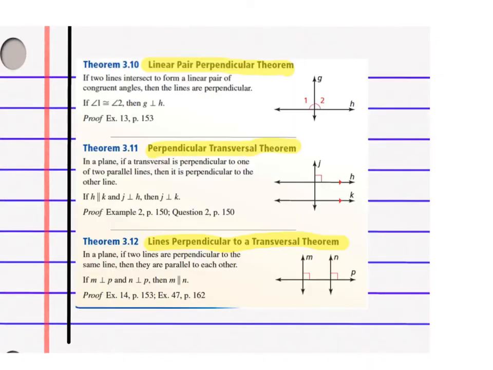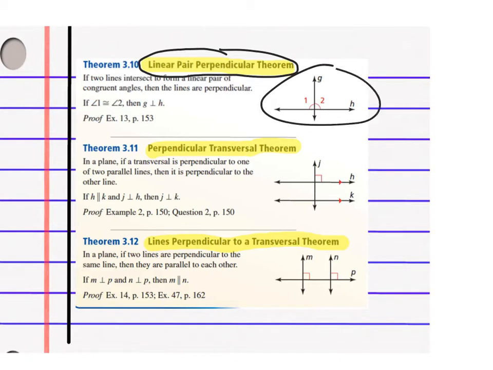We have a couple more vocabularies and theorems, so it's up to you. There should be something written. For the linear pair perpendicular theorem, if it was me, I'll circle what I would write, and I would draw the picture. Basically it's saying if angle 1 is congruent to angle 2, if they're both equal, then G is perpendicular to H, which makes sense since they're a linear pair, they have to add up to 180. What's 180 divided by 2? 90 and 90.